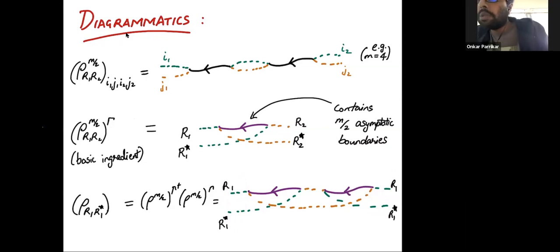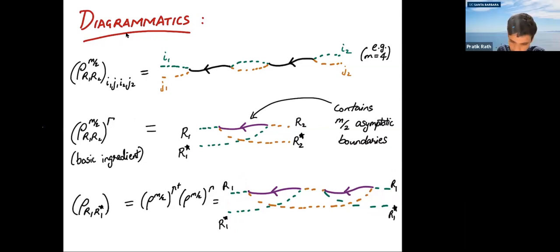Sorry, is this for m equals 1? This was m equals 2, but this purple line is supposed to contain m over 2 boundaries. So I'm just using it as shorthand. Okay. This itself contains 2 boundaries, or m over 2 boundaries in general.